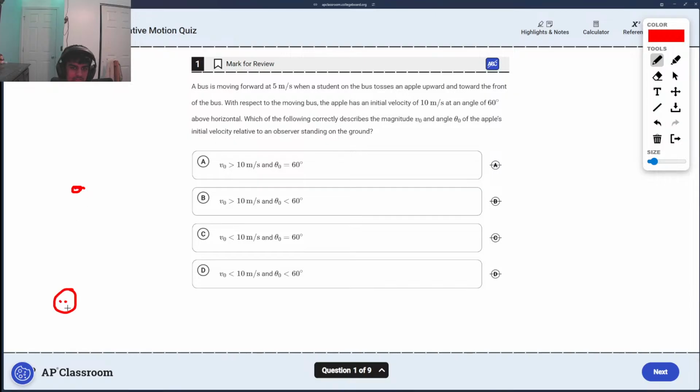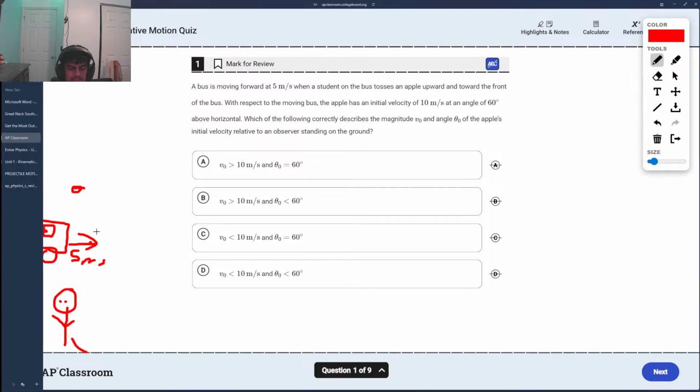Okay, so you have this guy here. And then you have a bus. Wait, so he's throwing it directly perpendicular to the bus's path, right? Okay, I know how to do this. A student on the bus. He's in the bus. Yes, toss the apple upwards and towards the front of the bus. Oh, so he's tossing it that way. Okay, the apple has 10 meters per second initial velocity, and it's 60 degrees above.